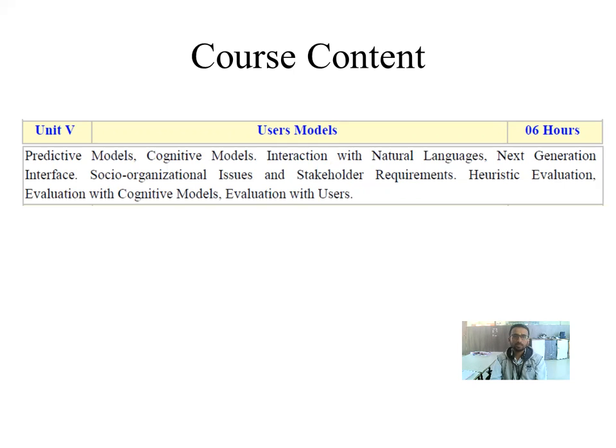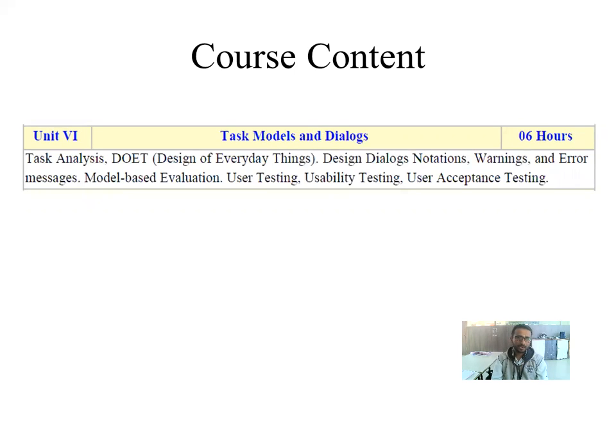Then the fifth unit is there, that is user models. There are different types of user models we are going to discuss under this fifth unit. The predictive model, cognitive model, interaction with natural languages, next generation interface, socio-organizational issues, and stakeholder requirements, heuristic evaluation, evaluation with cognitive model, and evaluation with users. This part we are going to discuss under this fifth unit.